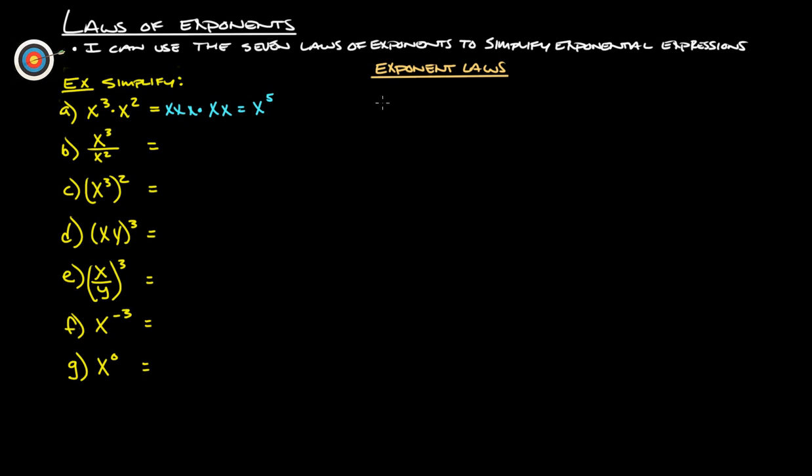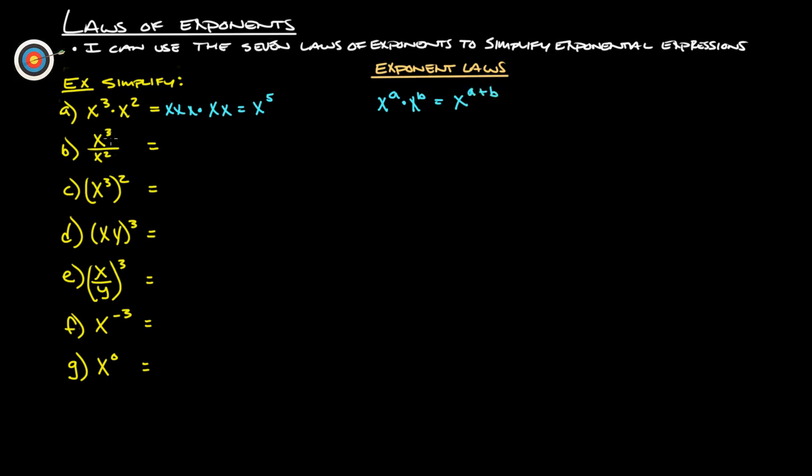Okay, so we could write that as x to the a times x to the b equals x to the a plus b. So we're just going to add those exponents.